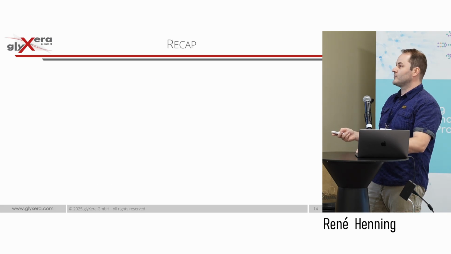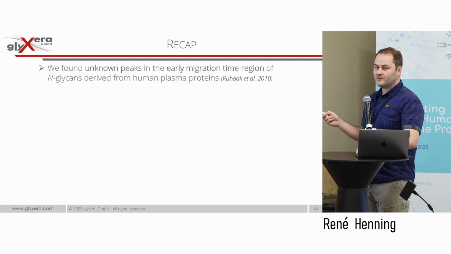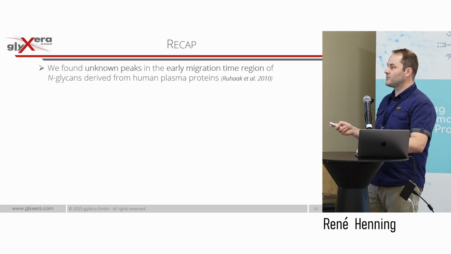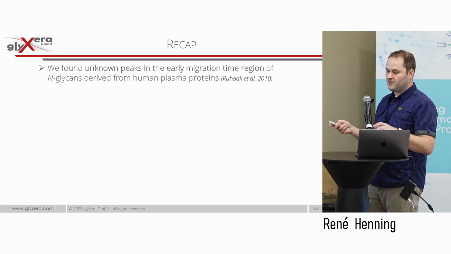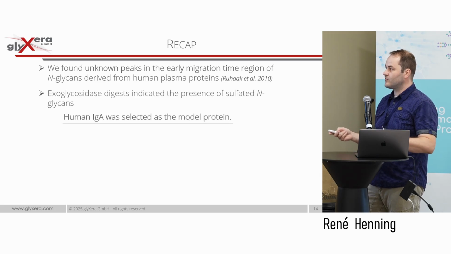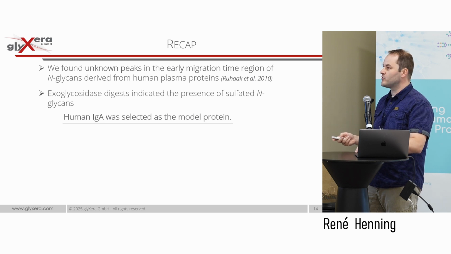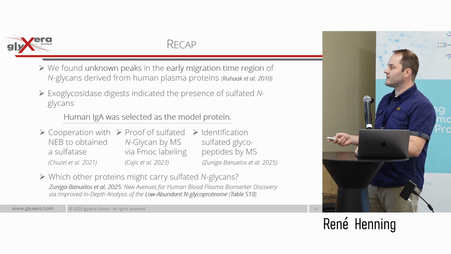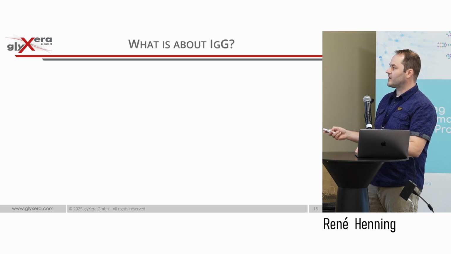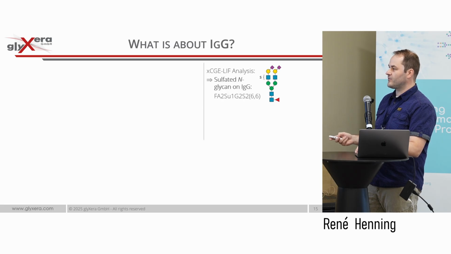So a small recap: already in 2010 we saw these peaks. We could not prove it exactly, but we thought that this is sulfated, by exoglycosidase digest, which shows human IgA as a model protein. In 2021 the sulfatase was published, the FMOC labeling was published 2 years later, and also the identification of the sulfated peptides on IgA was published by Franja in 2025.